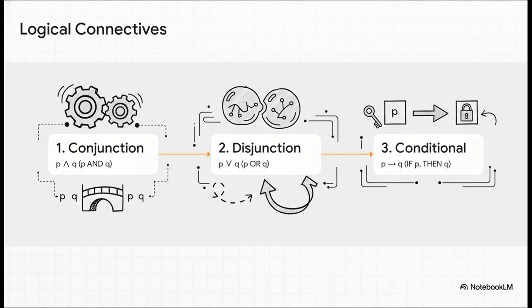So just like in English, we use words like and or but to connect sentences, logic has its own grammar. We use things called connectives. The big three you need to know are conjunction, which is just a fancy word for and, disjunction, which means or, and the conditional, which is our good old if-then. These are the nuts and bolts we use to build really complex arguments out of simple true or false statements.